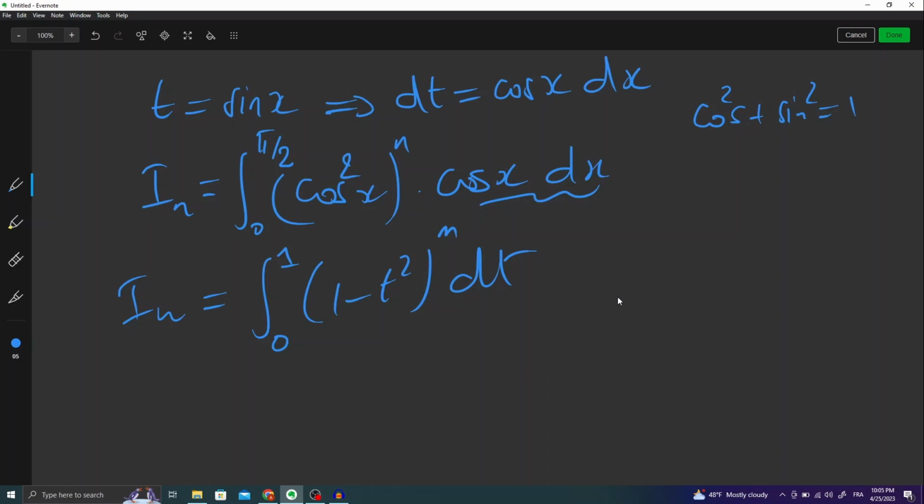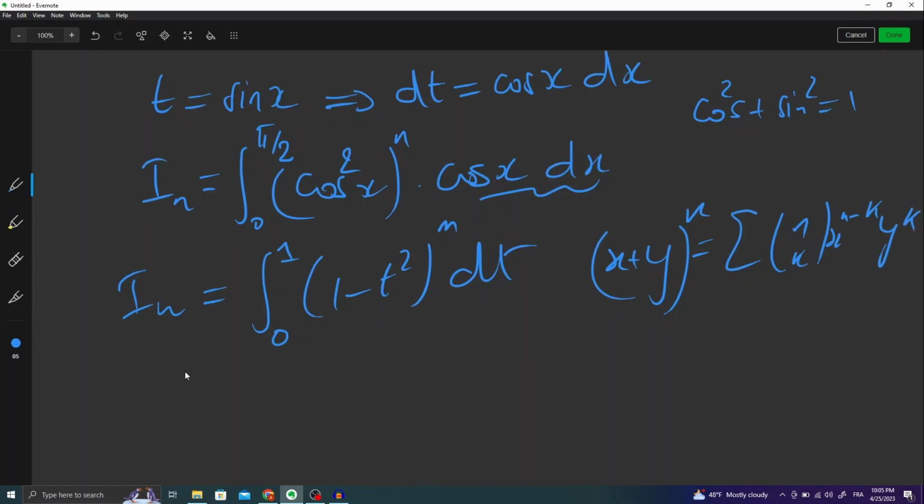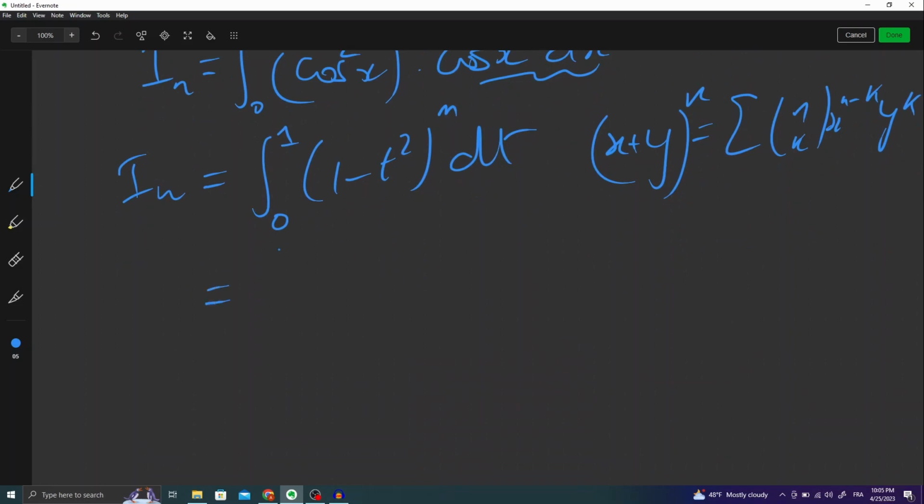the binomial formula by Newton, which is (x plus y) to the power of n, which is the sum of n choose k x to the power of n minus k y to the power k. And this formula will not work actually. Let's see why. This is going to give us the integral from 0 to 1, the sum k equals 0 to n, n choose k, minus t to the power of 2k dt, right?